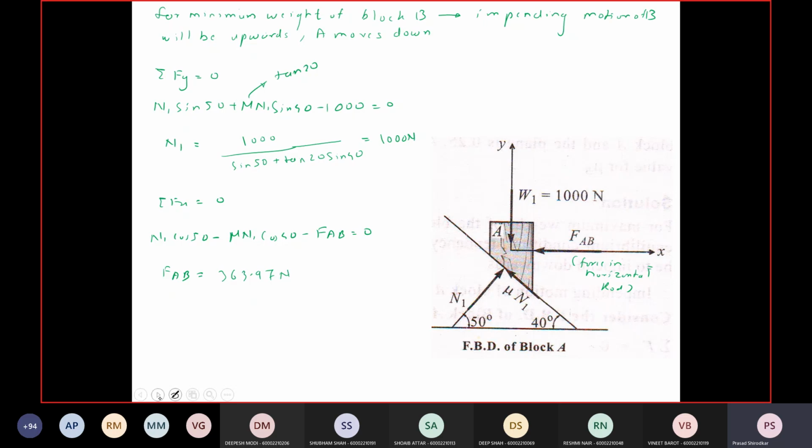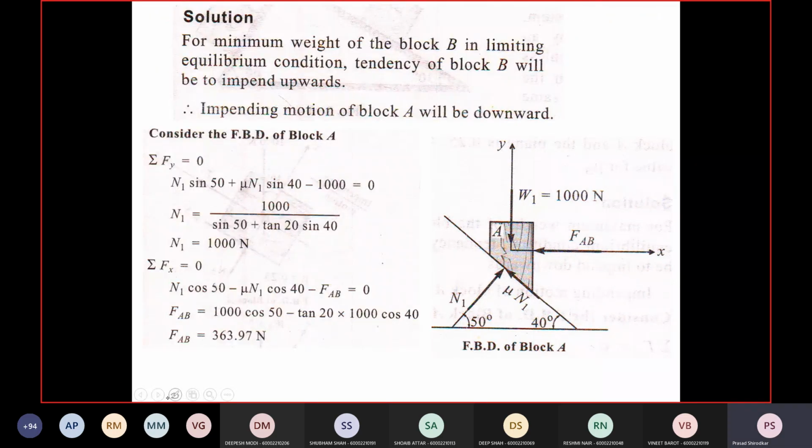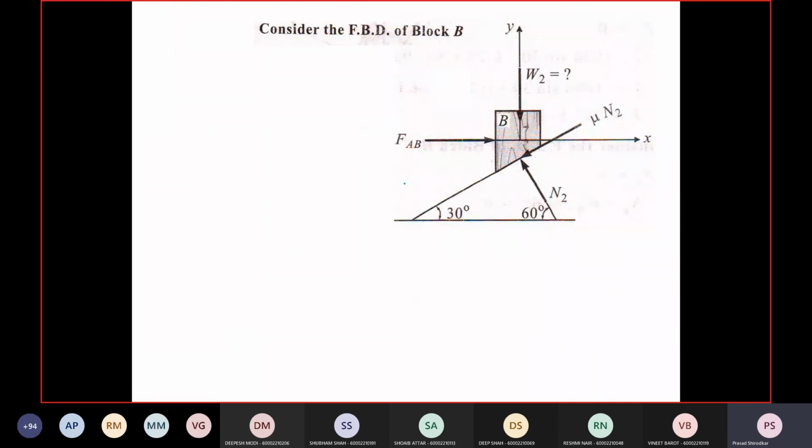Okay. Now we have to consider the second FBD, that is the free body diagram of block B. So consider the free body diagram of block B. Again the x and y axes are the same, and now here I already have FAB. This is already calculated. So summation Fx is equal to 0. So FAB minus mu N2 cos 30 minus N2 cos 60.